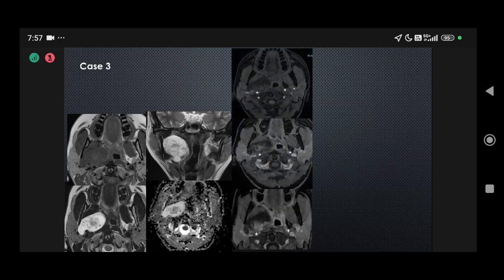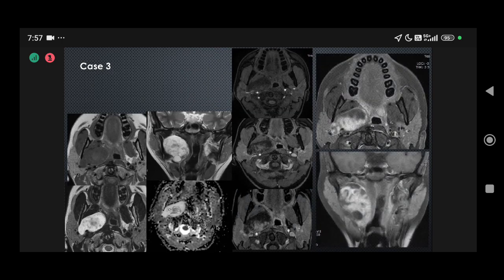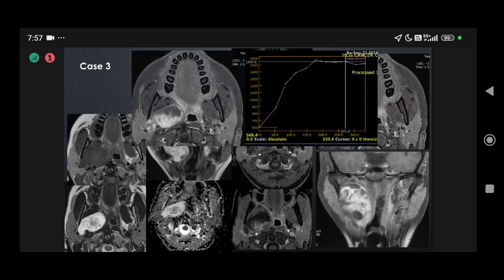And look at the contrast enhancement characteristic: the tumor is showing gradual enhancement, and then on the delayed scan it is filling homogeneously with cystic areas within. Then what can this be? It is seen partly involving the deep lobe of the parotid gland also. So now what will be our approach to diagnosis?